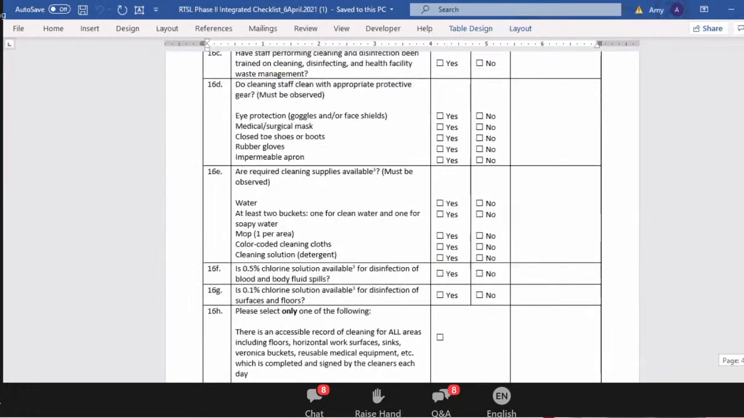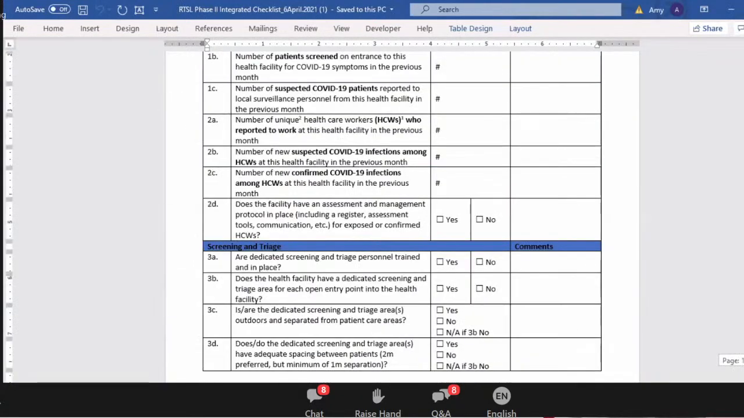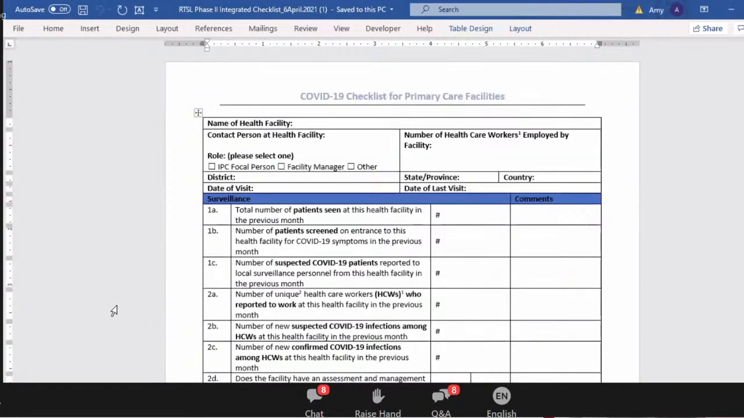I will also just mention to you very quickly that in the event that any of these indicators are unclear to you, there is also, in addition, a guidance document that goes into great detail on how to capture, calculate, and collect the data for each of these indicators in the checklist.